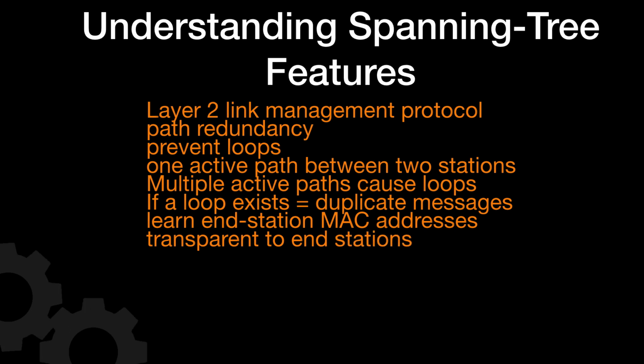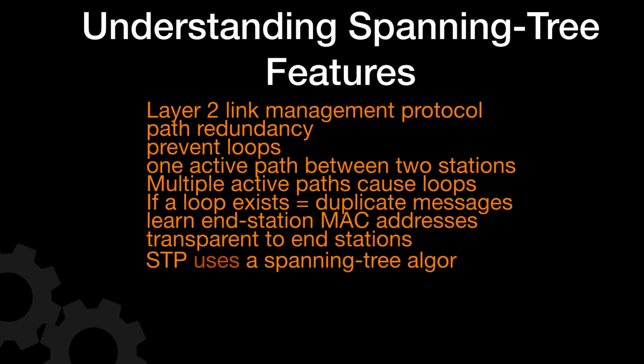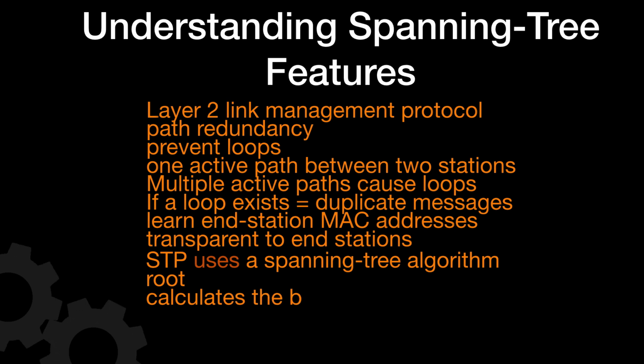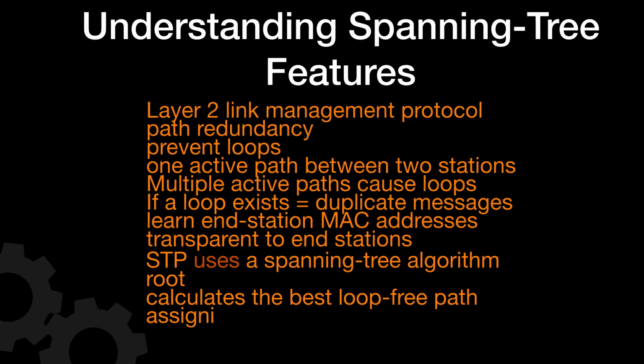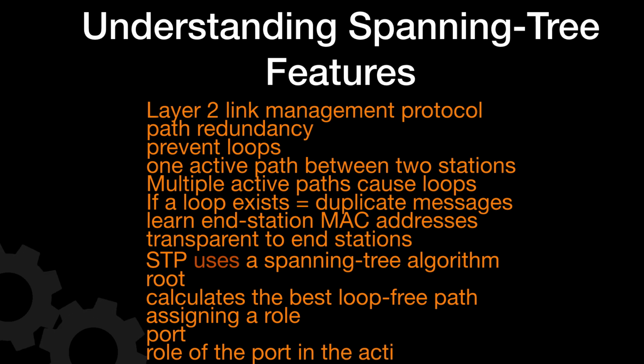Spanning tree operation is transparent to end stations, which cannot detect whether they are connected to a single LAN segment or a switched LAN of multiple segments. The STP uses a spanning tree algorithm to select one switch of a redundantly connected network as the root of the spanning tree. The algorithm calculates the best loop-free path through a switched Layer 2 network by assigning a role to each port based on the role of the port in the active topology.